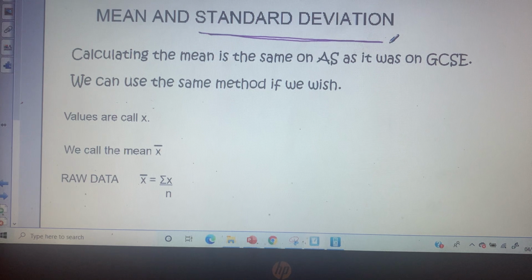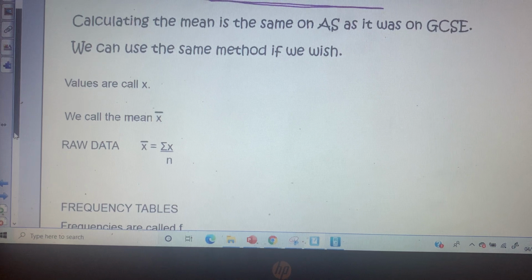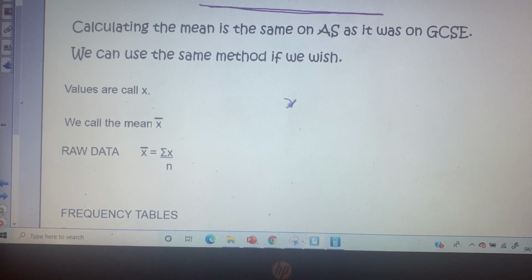Calculating the mean is pretty much the same as on AS year 12 as it was at GCSE, only we're really going to do it on a calculator. If each data value is called x, we refer to the mean as x bar. Okay, x bar represents the mean.